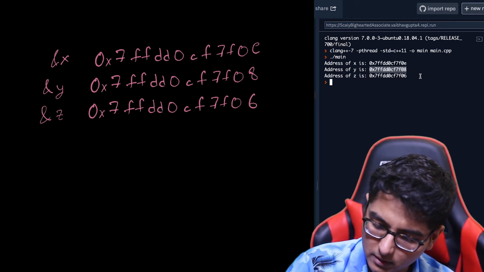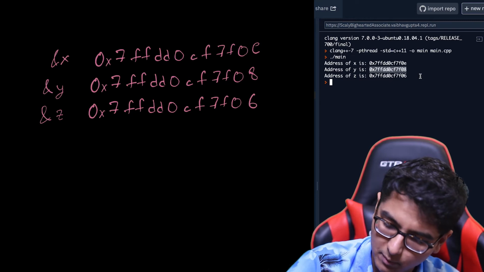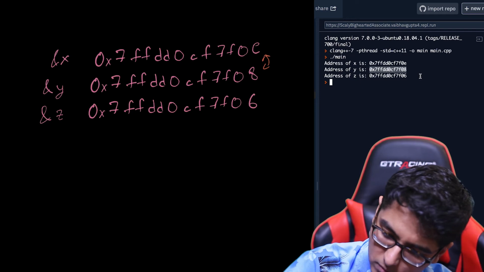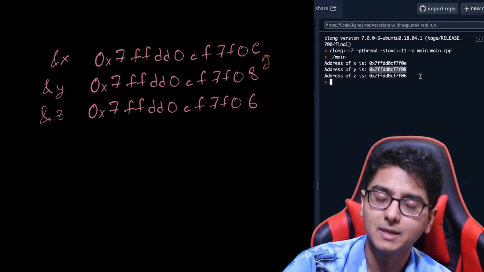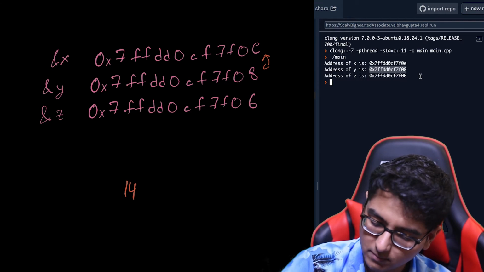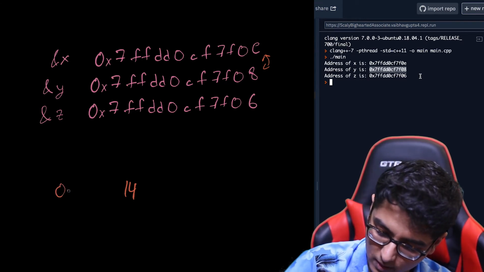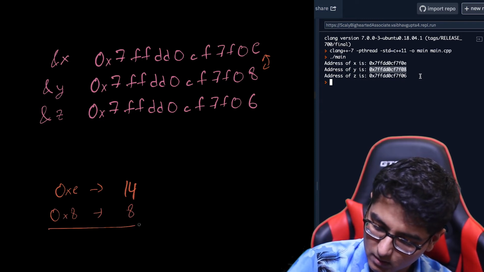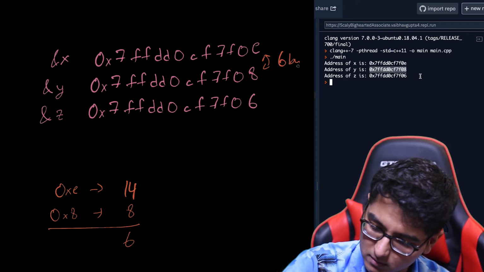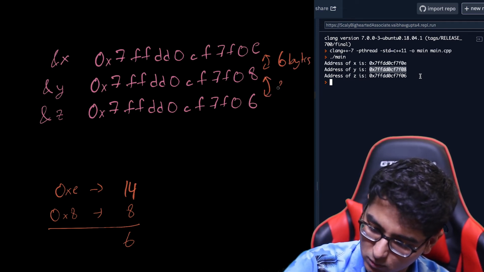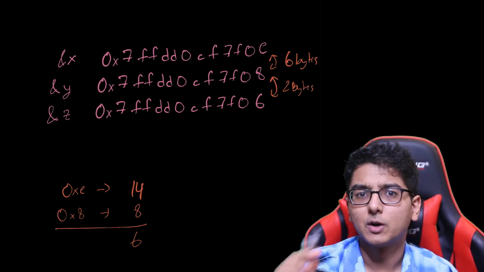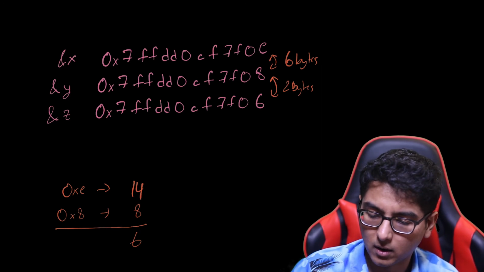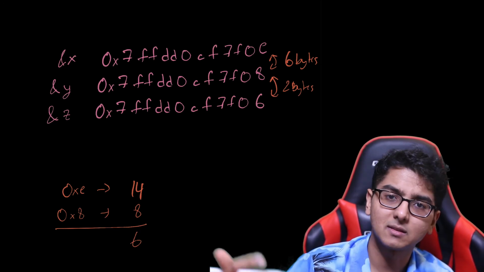So now that we know that they're all exactly the same except for these digits, if we wanted to compute the difference between these two, all we have to do is just subtract 8 from e. If you might remember, e is 14 in hex. So 0xe maps to 14 in decimal. 0x8 is just 8. That's 6 bytes. This is 2 bytes. There are probably a couple of questions you're asking here. One, you're probably asking why is our y variable less than our x variable?